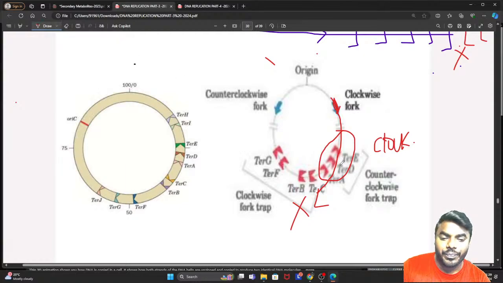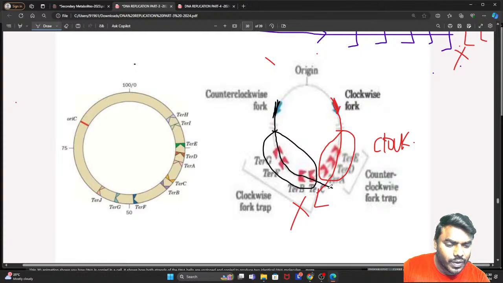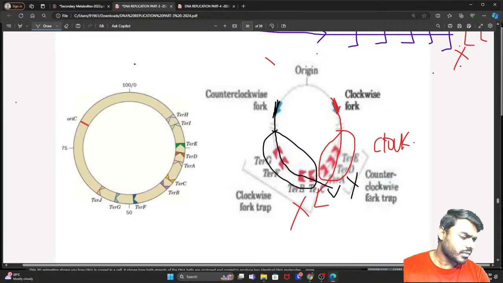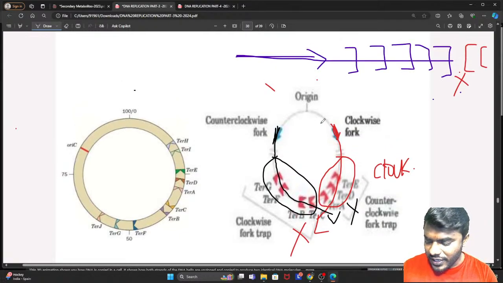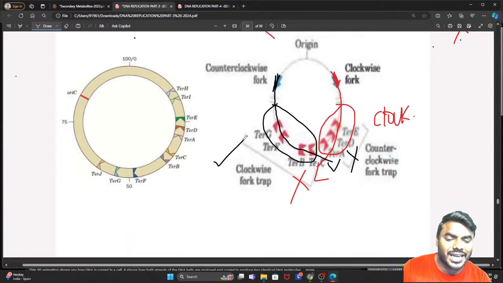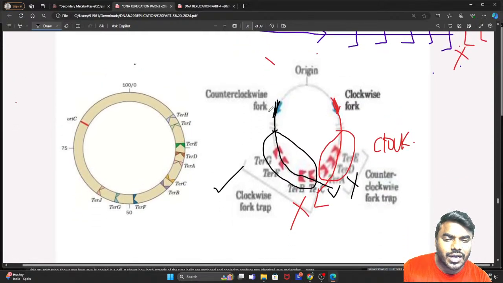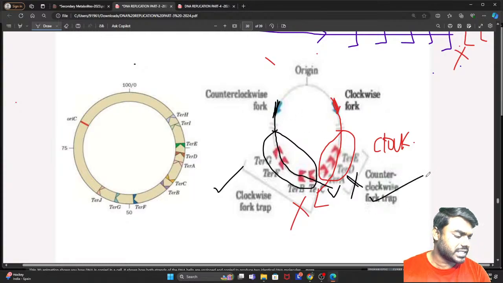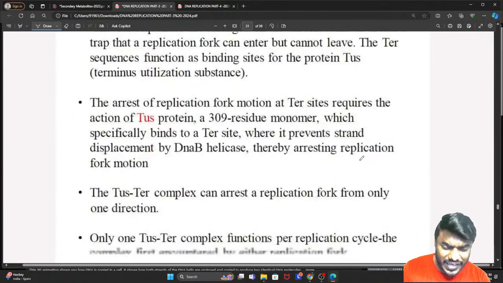On the other hand, there are 5 replication termination sites present on the anti-clockwise. Now this is the replication fork coming from the anti-clockwise. So it can easily cross these 5. But whenever it comes to the clockwise termination sites, it will block here. So in simple words, clockwise replication fork blocks at the anti-clockwise termination sites. Anti-clockwise replication fork blocks at the termination sites present at the clockwise. Simple. That is how the process of termination takes place. No point in getting confused over there.